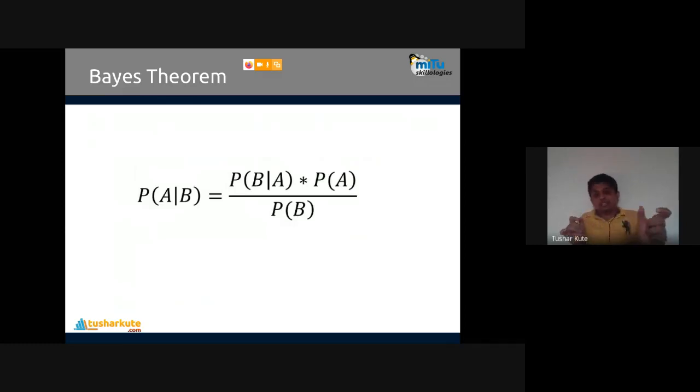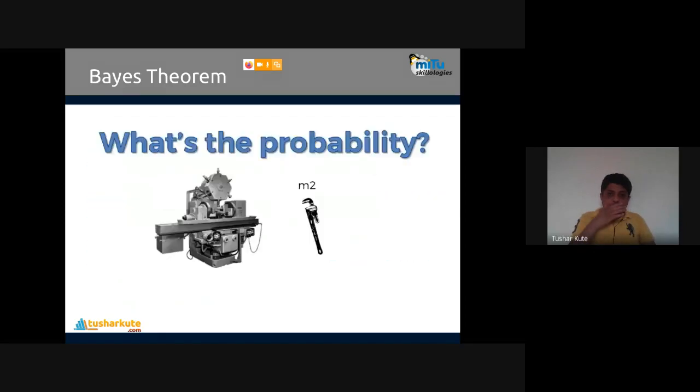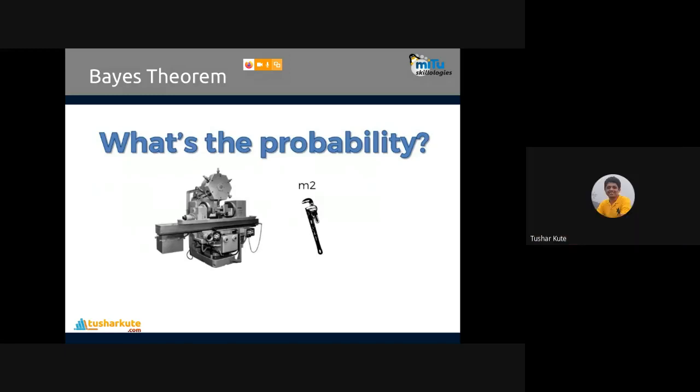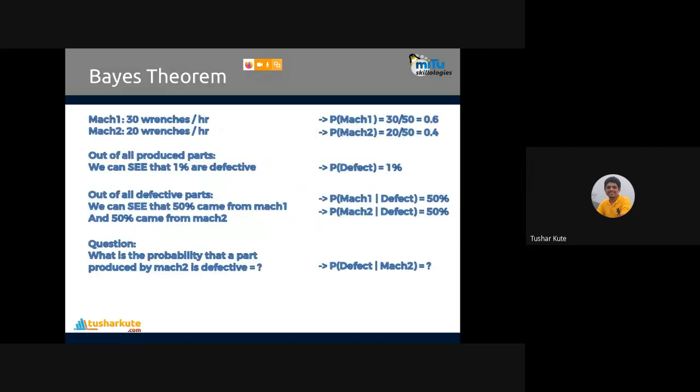Every point presented in it, we will see and gather to solve this particular problem of Bayesian theorem. Let's see one by one. What is my question? What is the probability that a defective spanner is from machine 2? Now see.